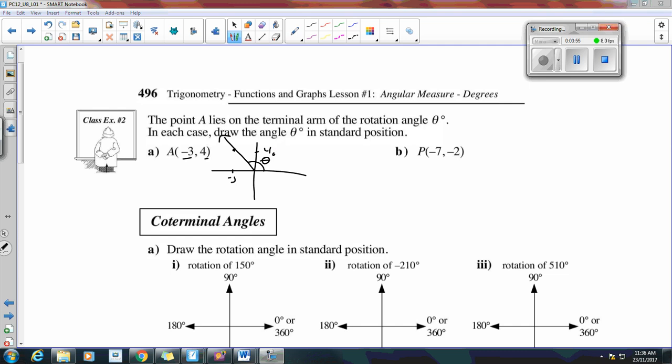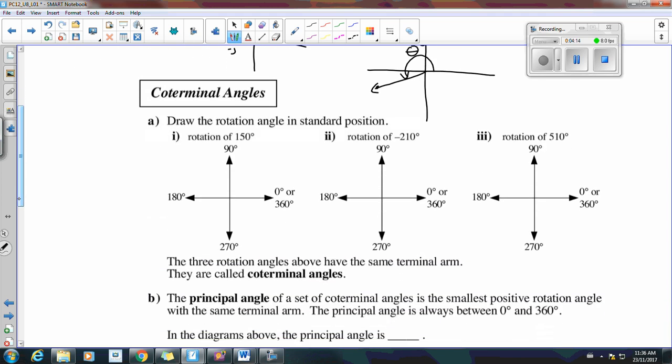So next one, negative 7, negative 2. Well, negative 7, negative 2 would be somewhere over here. So this is our terminal arm. So our angle then always starts at the positive x-axis to the terminal arm, is right there. Okay, our next definition is coterminal angles. Draw the rotation angle in standard position.